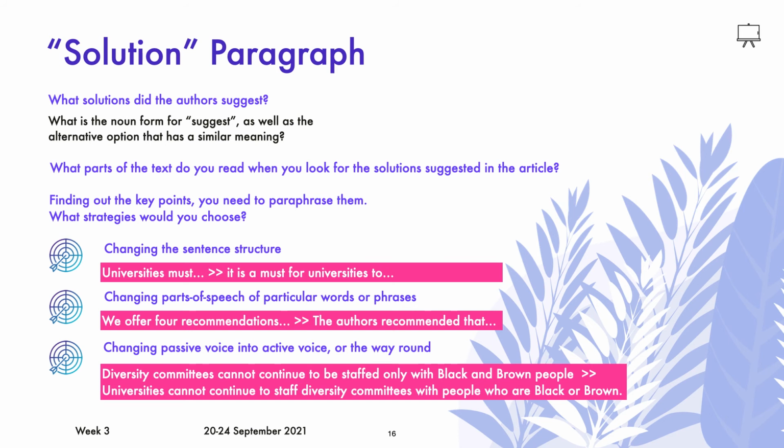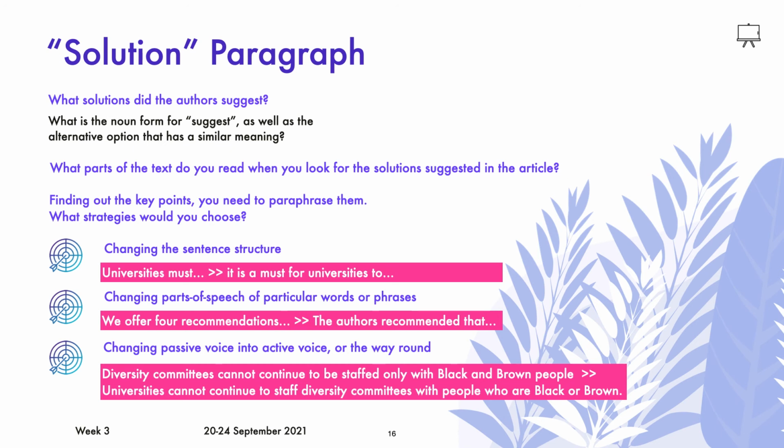The second strategy is actually the same as the first one, because when you change the part of speech of a word, the whole sentence has to change. Other parts have to change. So we have another example here. "We offer 4 recommendations" can be paraphrased into something like "the authors recommended that." It's pretty much like rephrasing the sentence in reported speech. Of course, you are not using we when you paraphrase. You have to use the authors.